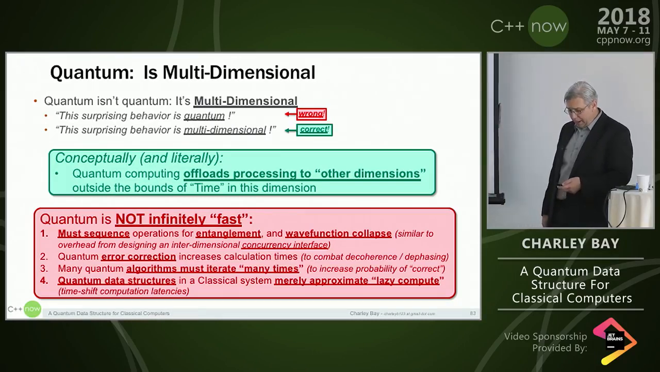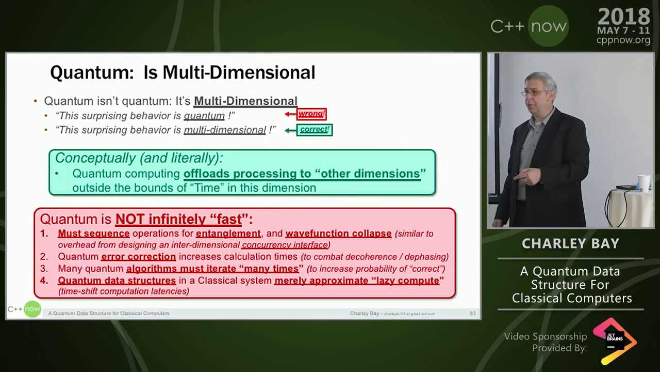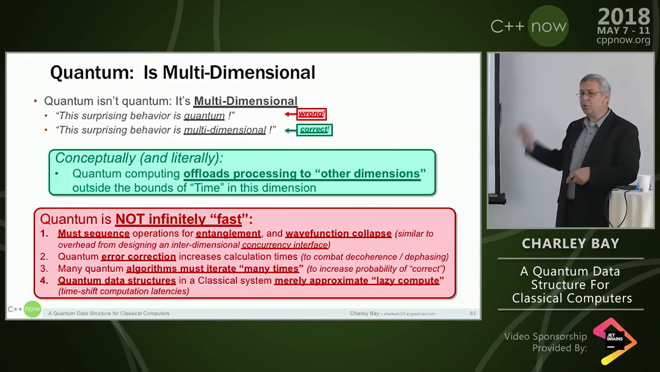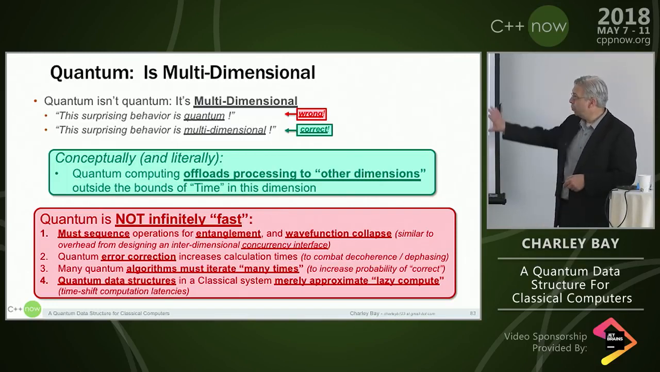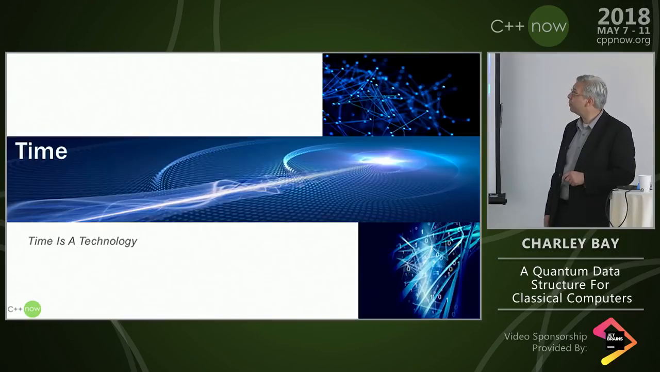And if you're on a classical system, this is just time shifting what you have to do anyway. It's a lazy compute. You still have to do the compute. Now, if it's quantum hardware, you're offloading the compute to another dimension. If you're in this dimension, you're just time shifting it like Haskell does. So it's not infinitely fast, but some things it can be way, way faster, depending on how much of this you need to fiddle with.